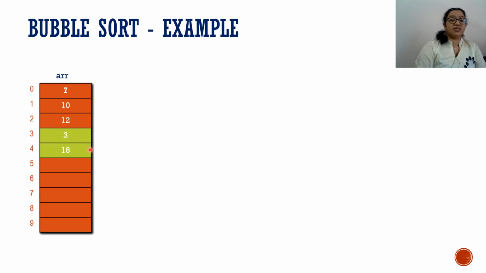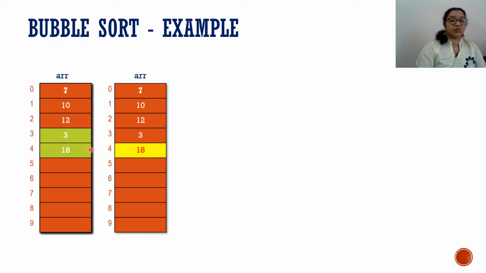Okay, so one pass is over here. We got the highest element at the last position. Now again we want to start. It's not in sorted order. Only 18 is sorted, but the elements from position 0 to 3 are there to sort. So again we want to sort it.